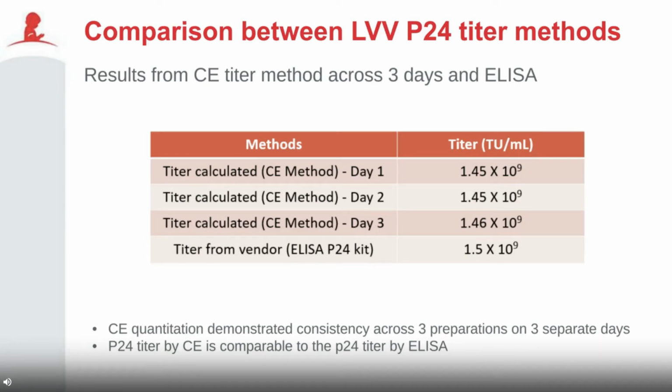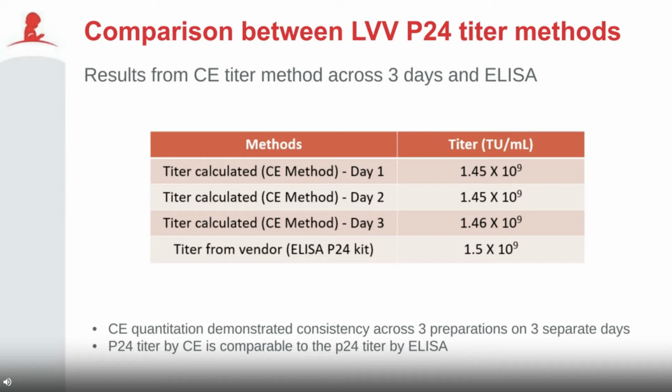The quantity of the P24 protein of a lentivirus sample is determined using the average standard curve that was shown in the previous slide. After converting the P24 quantitation, that is the peak areas, to lentivirus titer, the titer of the lentivirus sample is found to be 1.45, 1.45, and 1.46 times 10 to the 9th TUs per mL, or transduction units per mL, as was measured on 3 different days. So we have very consistent results.